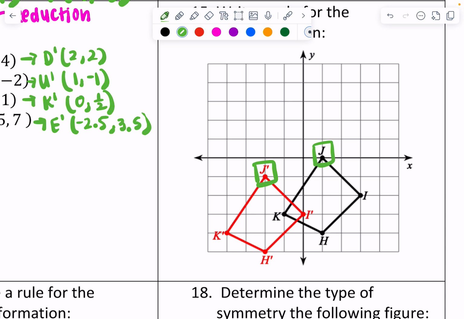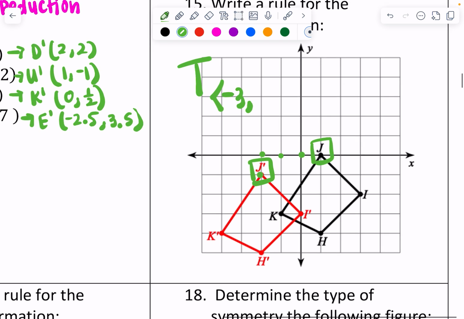So it looks like we translated. So let's see, did we translate over to the left 1, 2, 3, and then down 1? That definitely looks like it. So we translated, so I'm going to do capital T. If we go to the left, that means that we are subtracting from our x value, so that means it's negative. And then we shifted down 1 on the y, so that's -1.